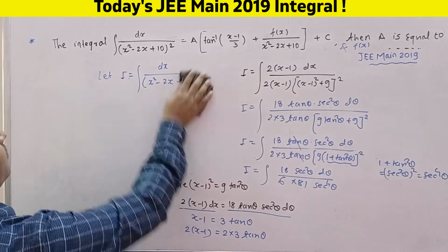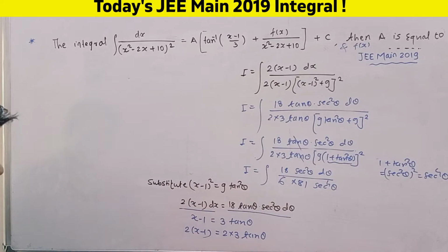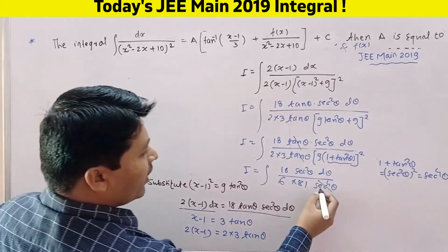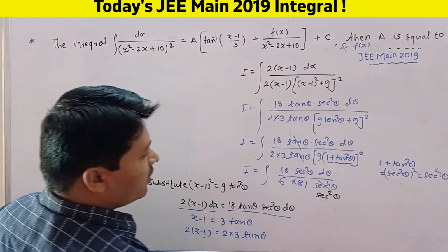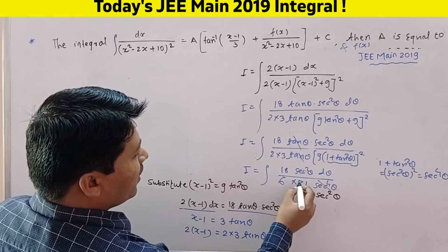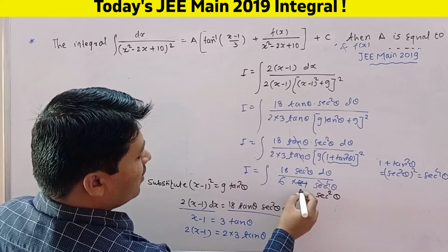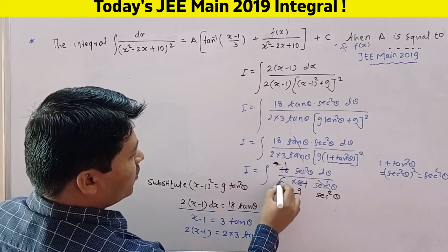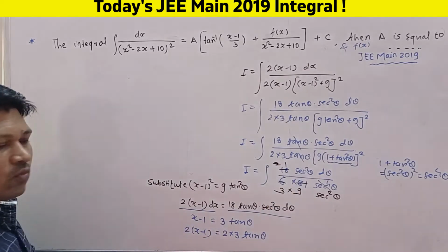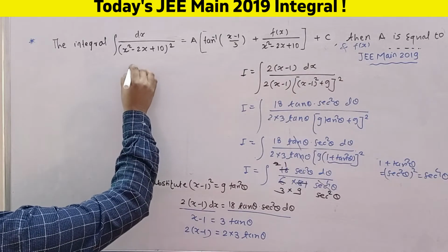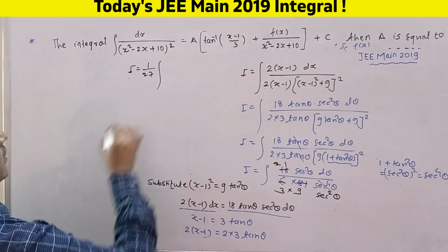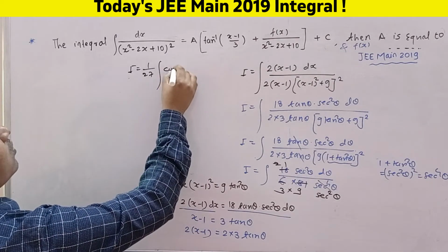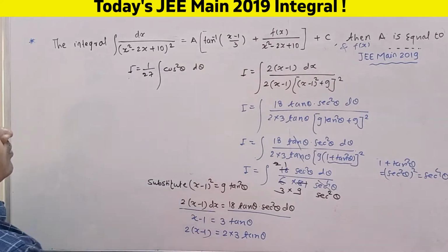Therefore we get sec⁴θ, and we can simplify the term again. We get the solution in a simple way. Now sec²θ cancels, leaving sec²θ in the denominator. We can write 9 into 2 and 2 into 3, and we get 3 into 9, that means 27. Therefore I is equal to 1/27 times the integral of 1/sec²θ, that means cos²θ dθ.